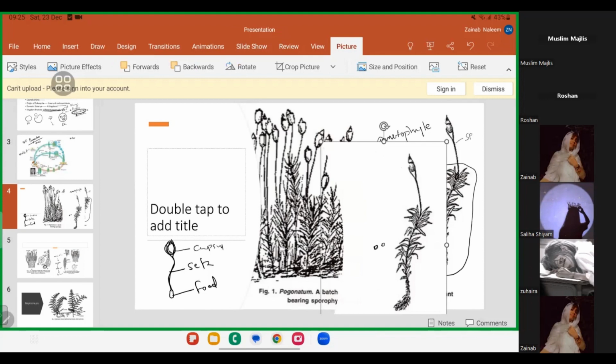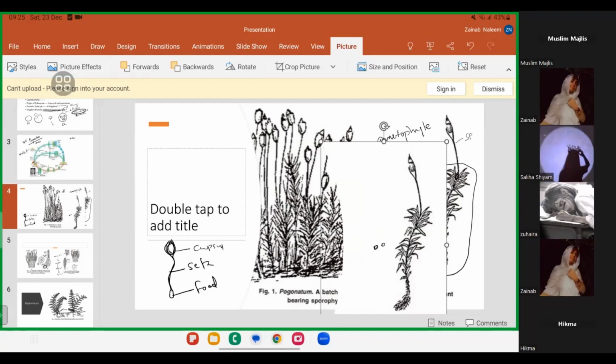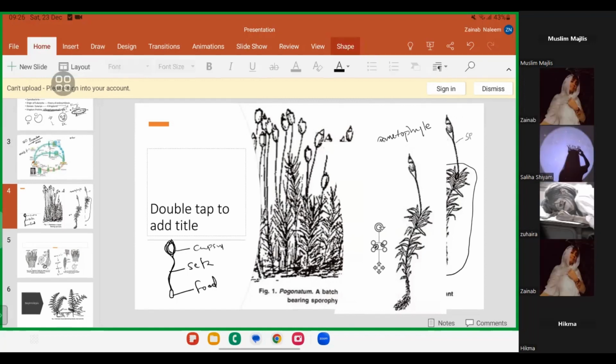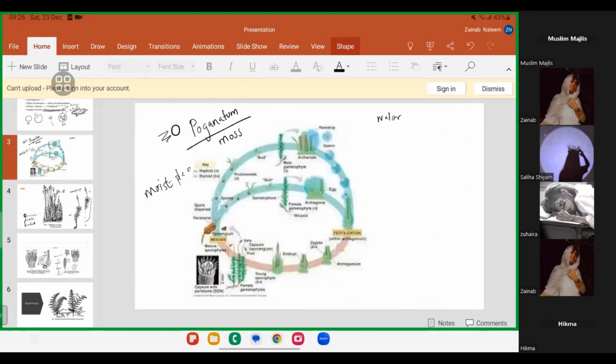And if the spores are dispersed to a favorable habitat, they may germinate and grow into a green branched filament called protonema. Protonema produces buds that grow into gametophyte. So is it okay with you, the life cycle of Polytrichum? It is the easiest one. I'll brief you.